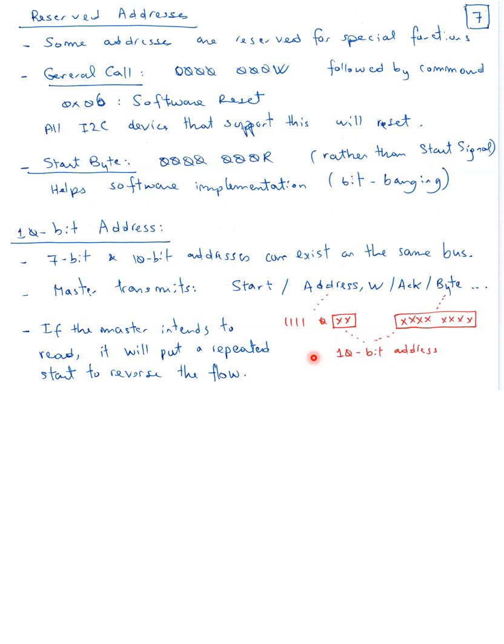Now, one interesting thing you see here is with a 10-bit address, the master is always gonna start with a W because it's gonna follow up with this byte to specify the remaining address bits. It cannot start with R. So if it really wants to read from the 10-bit address device, it's gonna do a repeated start and change this to R. That's kind of the limitation of this setup.